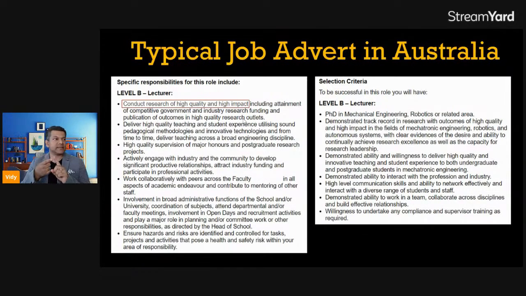So it is saying here that you need to be able to get some competitive funding, and your publications should be in high impact journals. The next is deliver high quality teaching and student experiences utilizing sound pedagogical methodologies and innovative technologies, and from time to time deliver teaching across a broad engineering discipline. So this is about teaching.